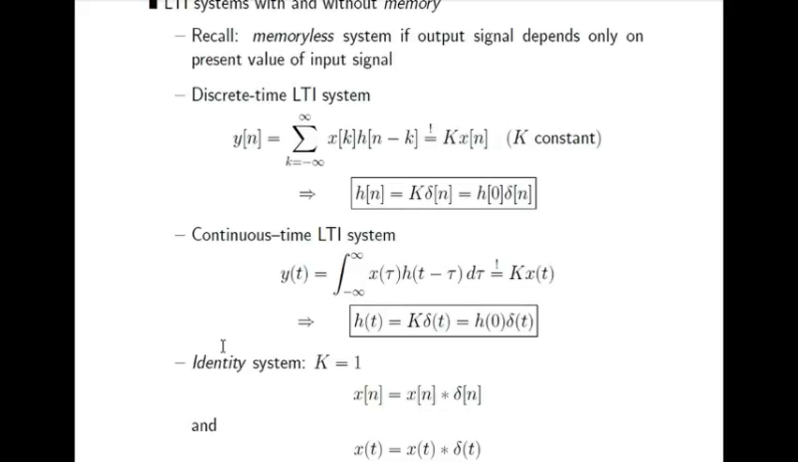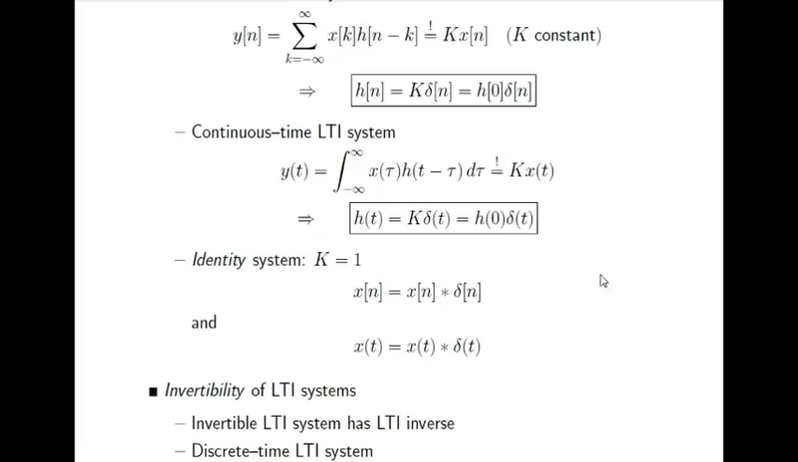So for the identity system, if I take k equal to 1, then x of n will be equal to x of n convolution delta of n, and x of t will be equal to x of t convolution delta of t. The identity system says that when you take the value of k equal to 1 from the above case, you get the output the same as the input. So the input will become the output.